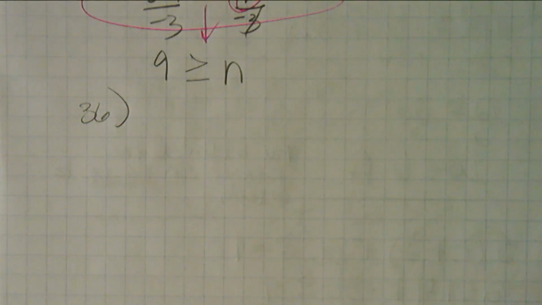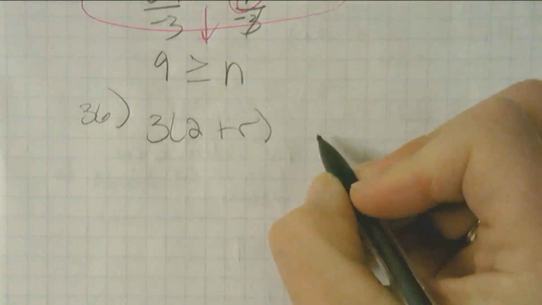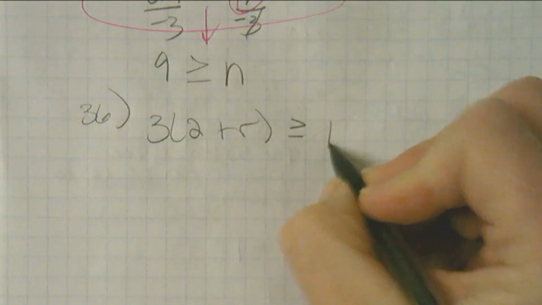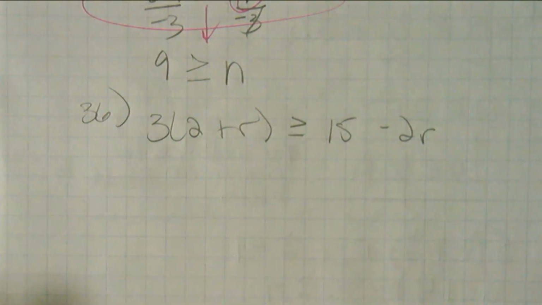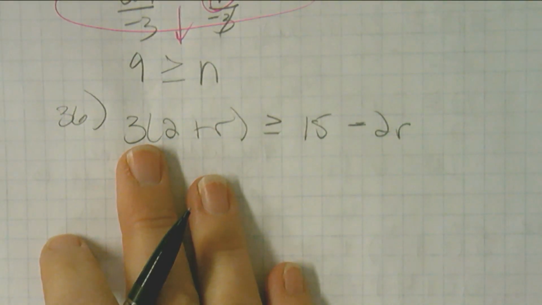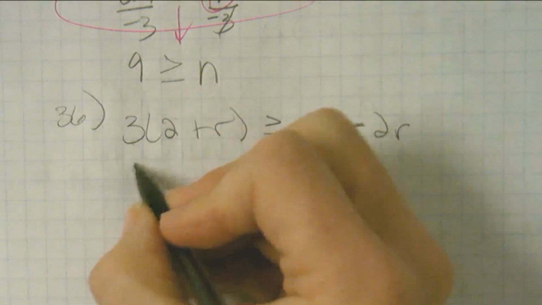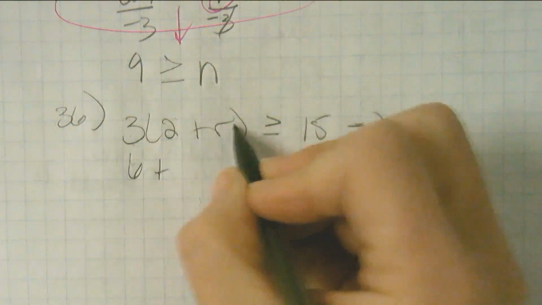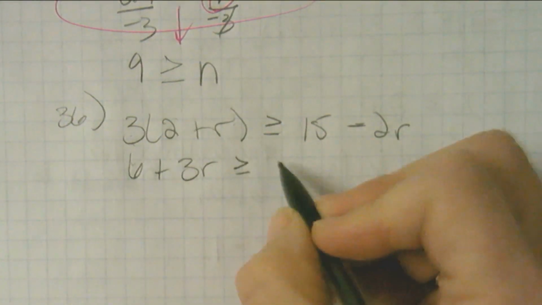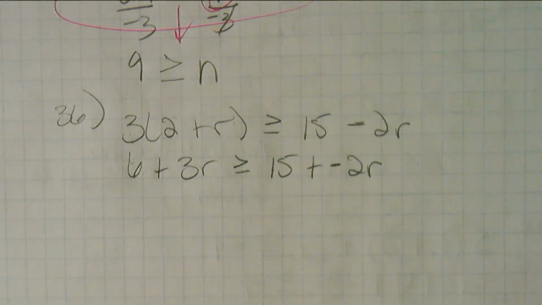All right, 36 said, I have 3 times the quantity of 2 plus r is greater than or equal to 15 minus 2r. Okay. Blythe, I have the distributive property on that left side, so I have to do the distributive property to get rid of that multiplication. So I have 3 times 2, which is 6, plus 3 times r is less than or equal to 15. I'm going to do adding the opposite, plus a negative 2r. Are you cool with that? Okay. What do you want me to do to start solving from there?